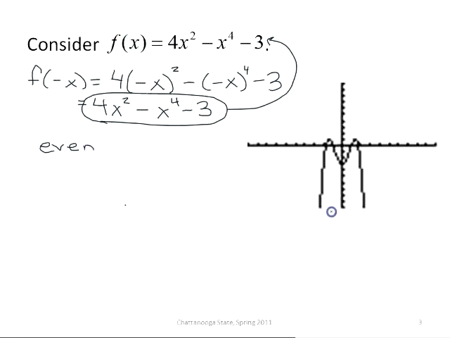So we would consider this an even function. Now, if we look at the graph, notice that here is the y-axis. And if you look on the left side and the right side, the graph is identical over here as it is over here. So we do have symmetry. We call it symmetry with respect to the y-axis.